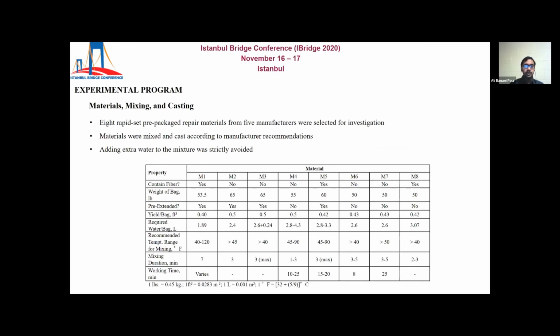For our mixing, we strictly followed the manufacturer recommendation. By that I mean we strictly followed the prescribed amount of water and mixing duration. These 8 materials are designated M1 to M8. Some of these materials contained fibers. I think 3 of these materials contained fibers, and 4 of these contained pre-extended aggregates.